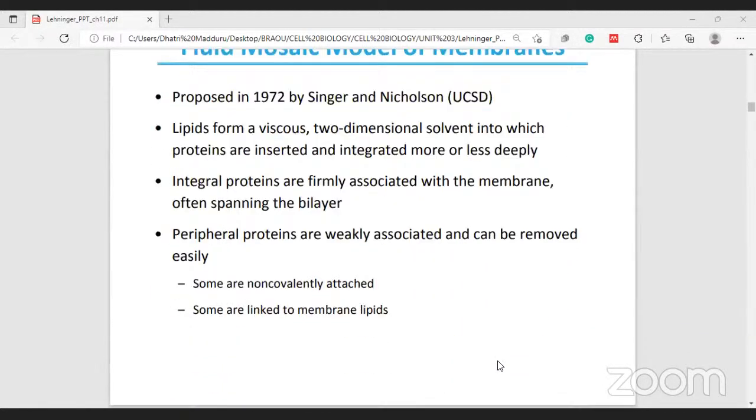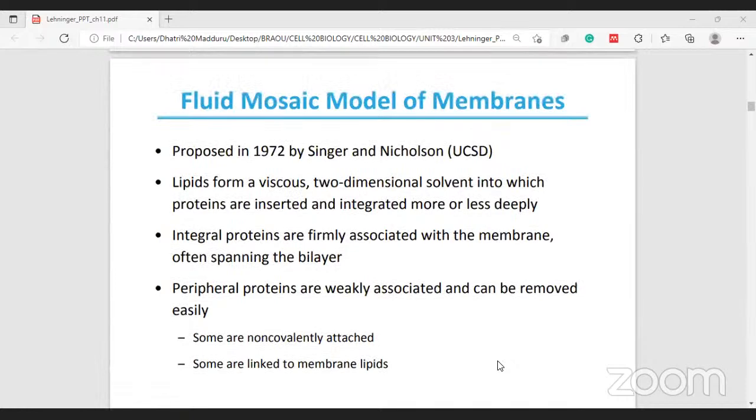So the most accepted model to explain the structure of the membrane is the fluid mosaic model. It was proposed by Singer and Nicolson in 1972. Lipids form a viscous two-dimensional solvent into which proteins are inserted and integrated more or less deeply. Integral proteins are firmly associated with the membrane, often spanning the bilayer. So we have different types of proteins: peripheral proteins, transmembrane proteins, and lipid-associated proteins.